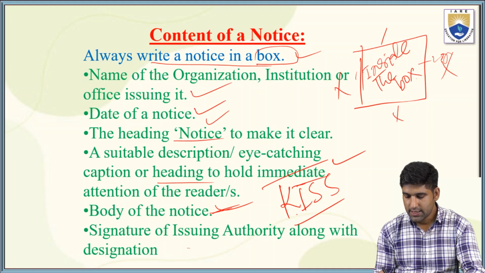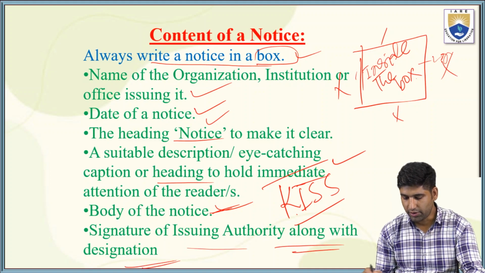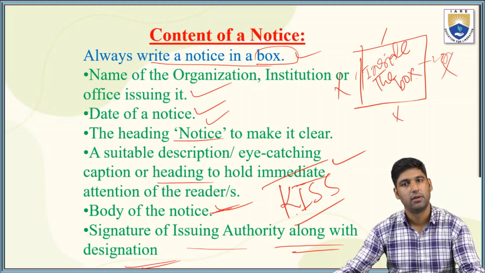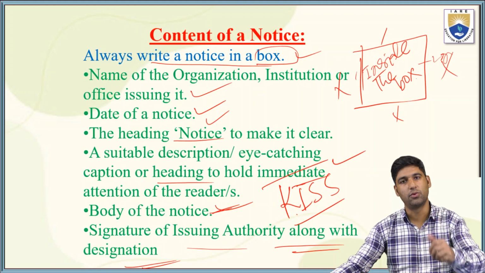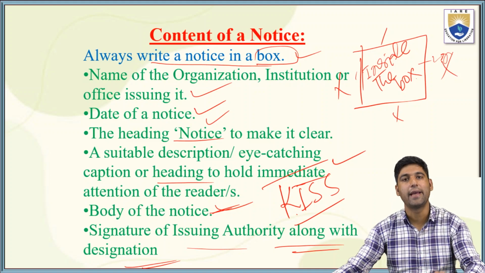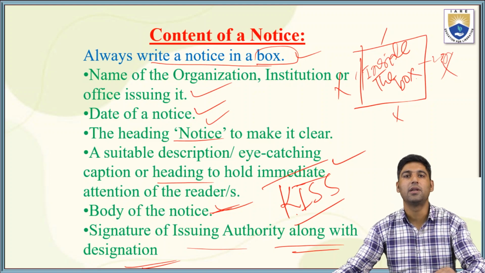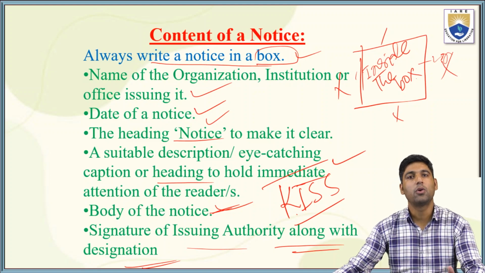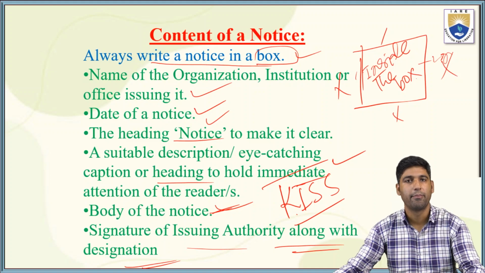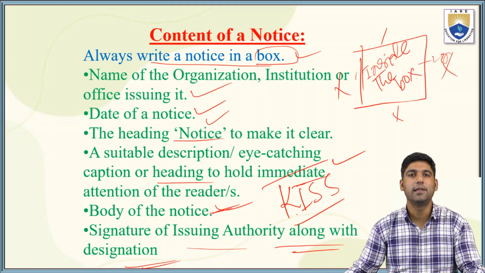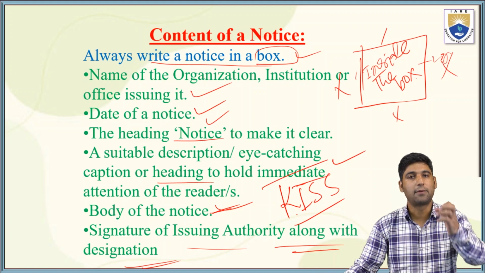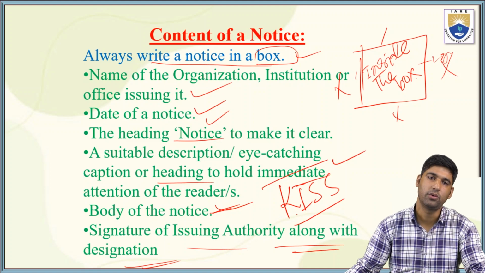Then there is the signature of the issuing authority along with designation. The authority, the person, the office, the chair who is issuing this notice, he or she has to sign it. He or she has to mention his or her name and designation, and there should be the signature of that person who is issuing this notice.